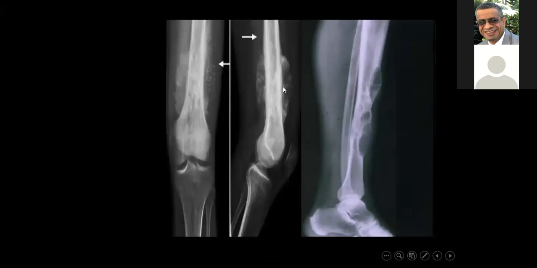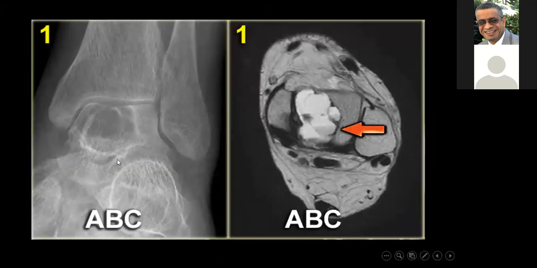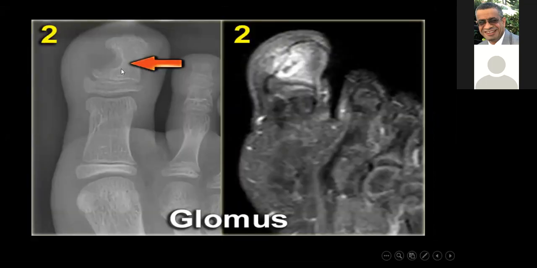And this is the common location for adamantinoma within the tibial shaft. And this is a case of also osteosarcoma around the knee and the distal femur. And this is the common presentation and common look of osteochondroma. This is a case of aneurysmal bone cyst within the talus in the foot. And this is a case of glomus tumor within the distal phalanx of the big toe.